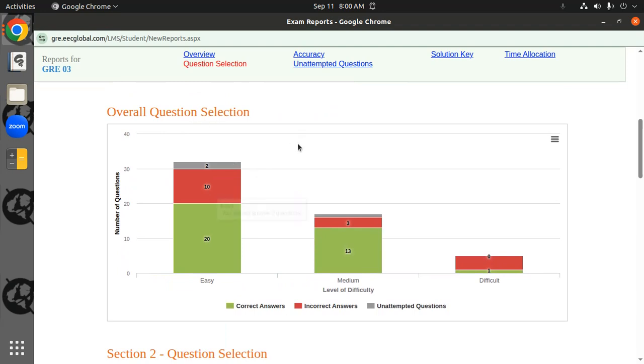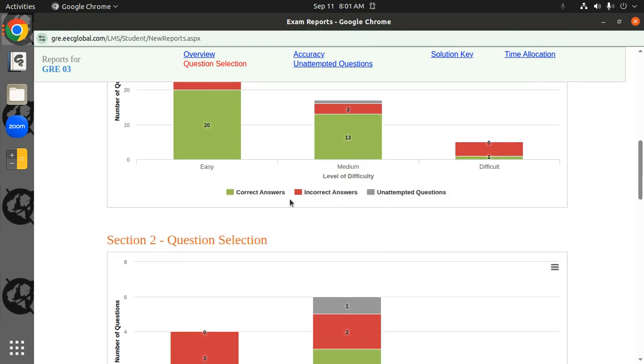Next, overall question selection. So, total 30 questions were asked, out of which 20 were easy and corrected, 10 were incorrected, 2 were difficult. It is showing the bar graph view of the same category.